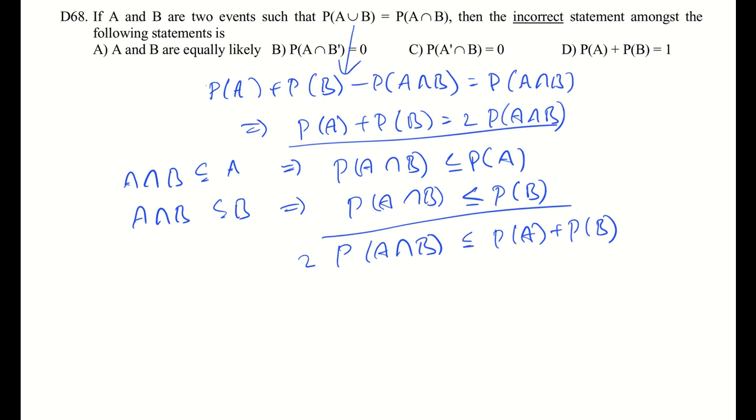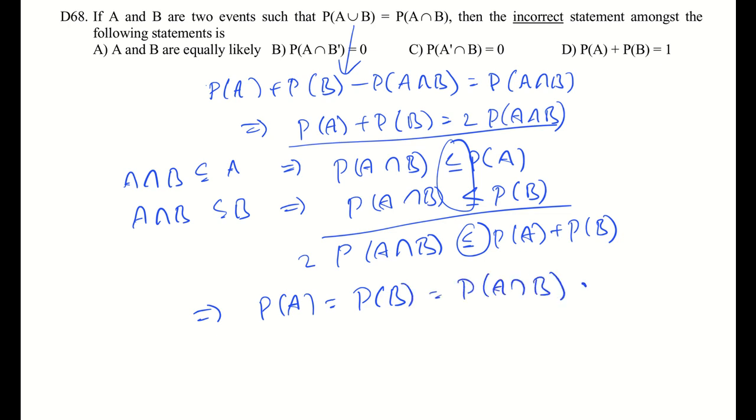That means I should have equality in both these places. So I understand P of A is equal to P of B is equal to P of A intersection B. That's what I have. So it means that A and B are equally likely. A is correct. But observe that he is asking for the incorrect one.